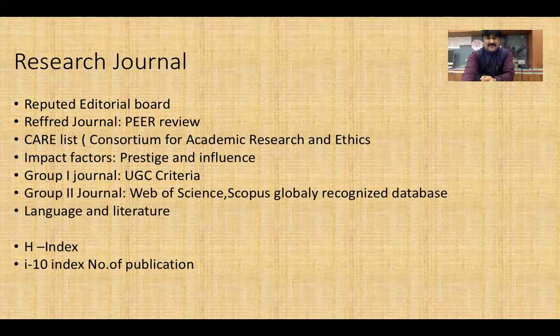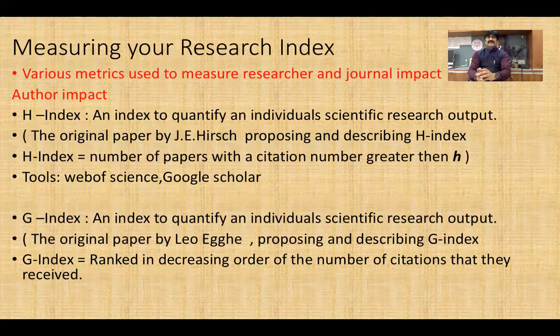Also there are the H index and i10 index, measuring your research index. Various metrics are used to measure researchers' and journals' impact or author impact, like the H index, an index to quantify an individual's scientific research output. The original paper by J. Hirsch proposed and described the H index. The H index is the number of papers with a citation number greater than or equal to H. The tools used for the H index are Web of Science and Google Scholar.